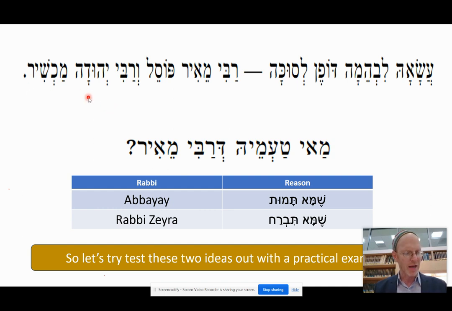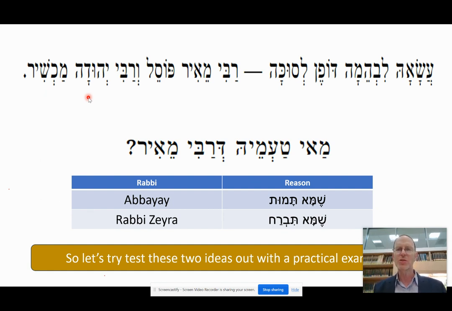By the way, what is a Braita? That's your question number one. Answer: a Braita is a teaching that is as strong or important as a Mishnah, but for some reason, the editor or writer of the Mishnah, Rabbi Yehuda Hanasi, decided it didn't get in. I have no idea why, but it didn't get in.